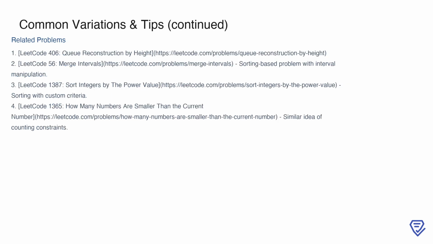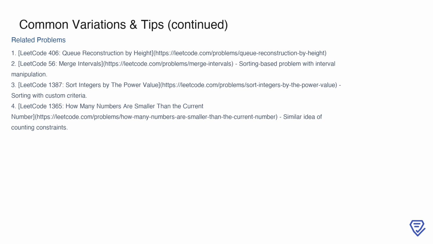The concepts in this problem are closely related to other sorting-based problems on LeetCode. For instance, the queue reconstruction by height problem itself is a prime example of using sorting and insertion to meet specific constraints. Another related problem is LeetCode 56, merge intervals. This problem also involves sorting and carefully managing intervals, which requires a similar strategy of handling dependencies between elements.